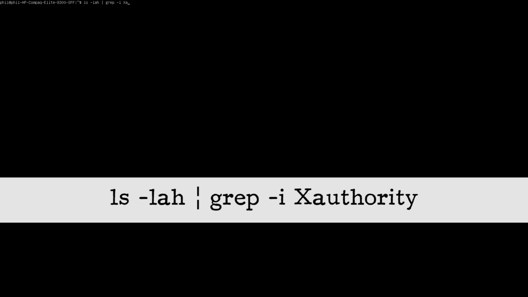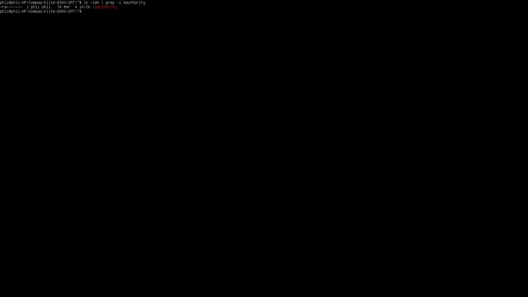ls -lah | grep -i Xauthority. Be sure to use the capital X. You should see the file listed with the permissions first, followed by the username and group that own it. If you see root listed there, you've found the source of the problem.